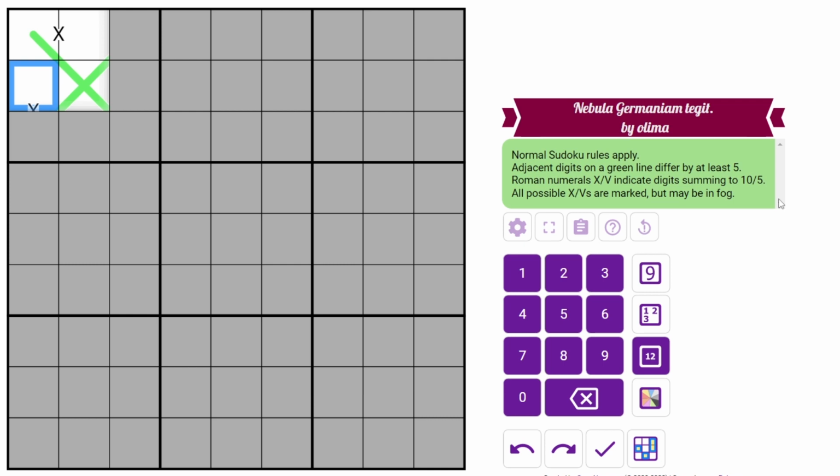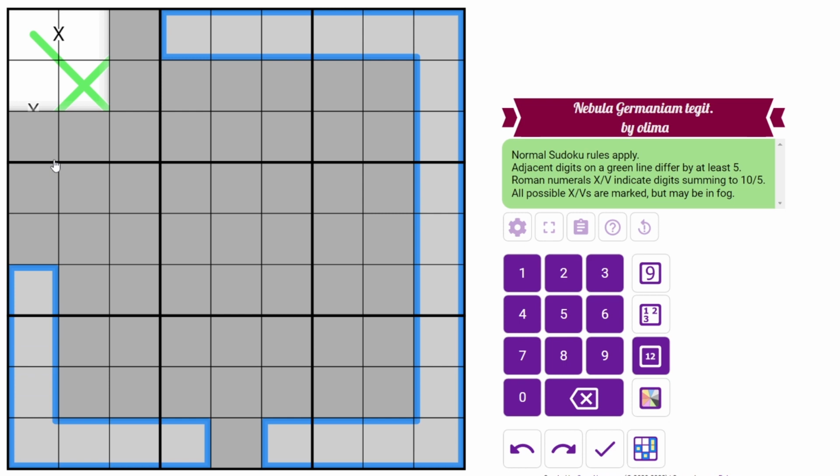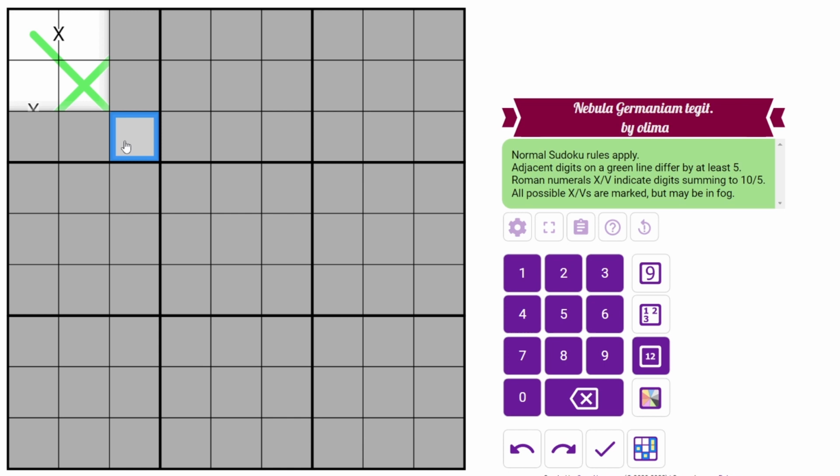And then there is a fog rule. Fog means as and when you are putting the right digits, the fog around those digits gets lifted, and the cells and the clues inside those will be visible. They are saying all possible XVs are marked, but maybe in fog. So there will be some XVs in fog, and we cannot simply assume that all XVs are absent or that only the visible ones are there. For example, there could be an X here, so without lifting any fog, we cannot simply assume that this cannot be 9 or 4. It could be, because there could be an X here. We don't know that. So with that, let's start this puzzle.